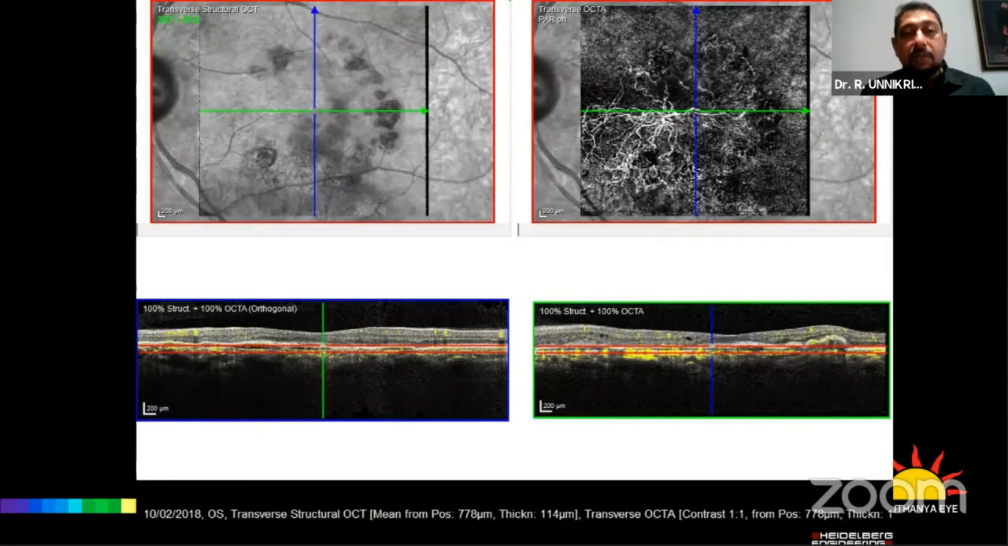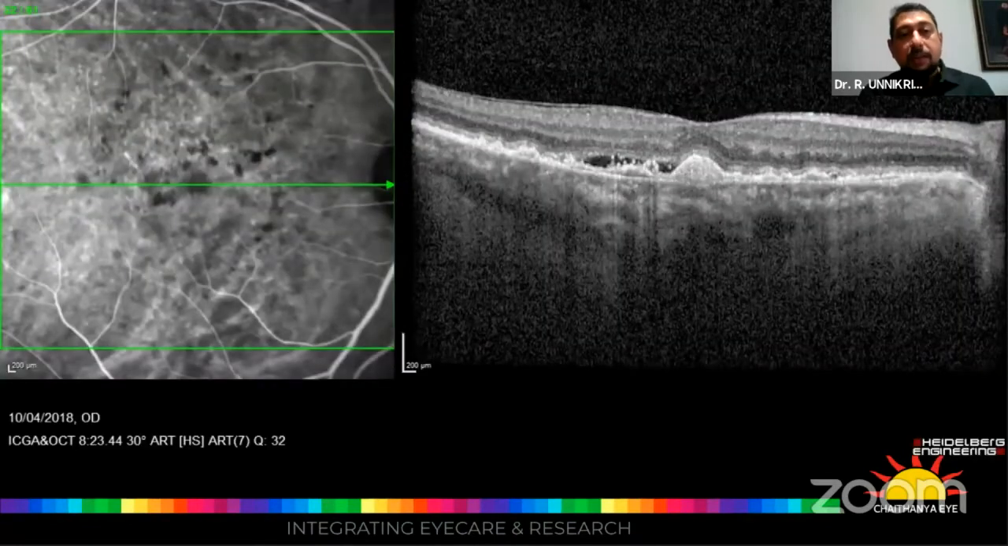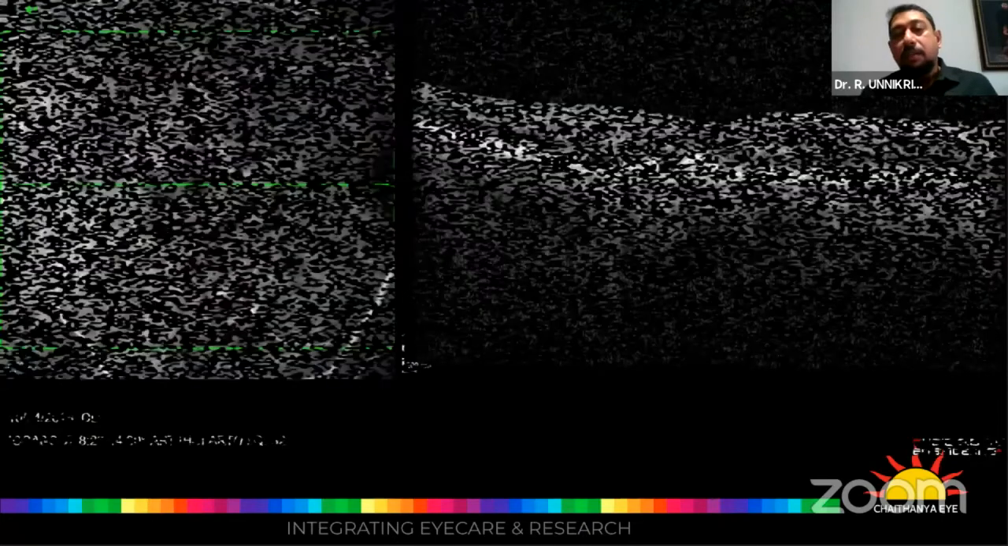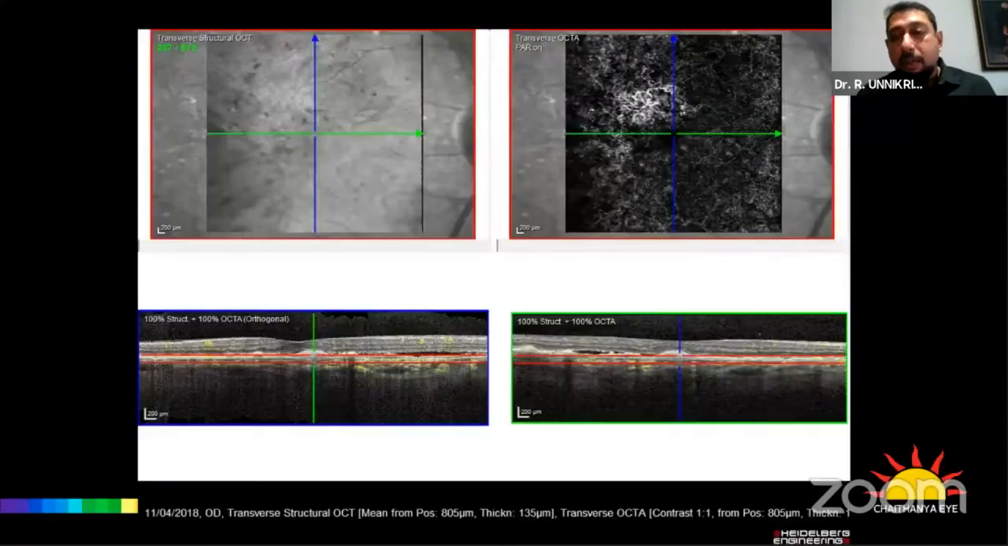In the presence of RPE atrophy, this is a patient with RPE atrophy, you know there is some sort of activity, but there is a total masking. You don't see any activity because of the RPE changes. The angiography is simply not good enough to tell you what is happening underneath, but the OCTA shows a wonderful vascular net highlighted at this particular position. So these are advantages really derived from OCT angiography.